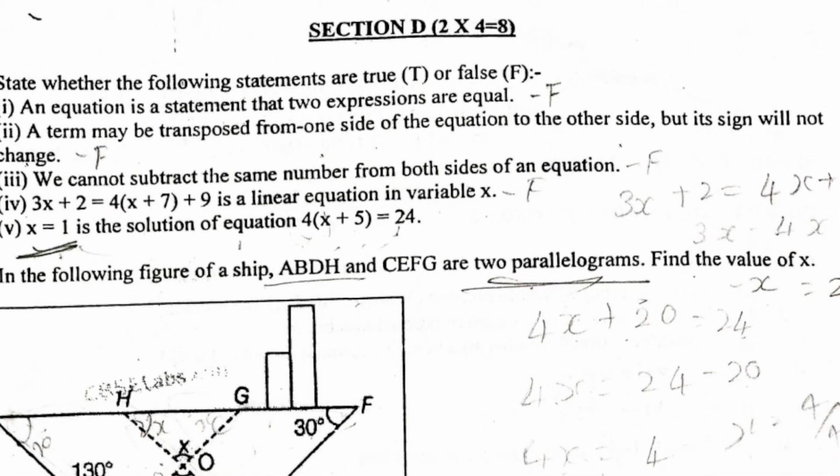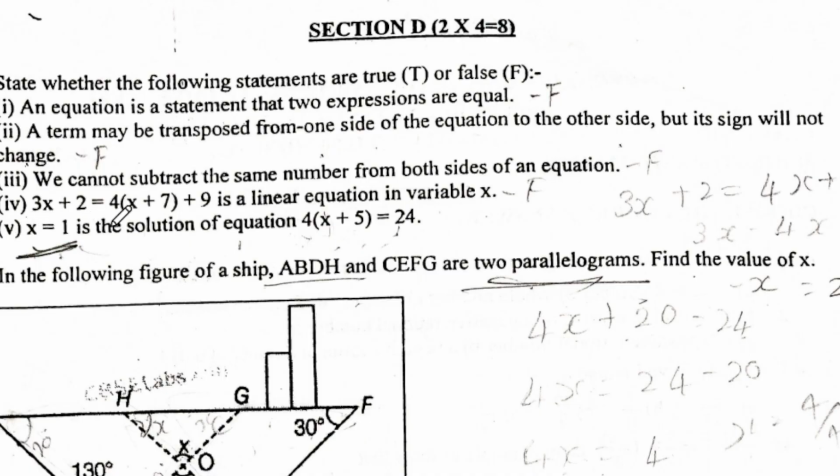Okay. Next, session D, we have state whether the following statements are true or false. An equation is a statement that two expressions are equal. A term may be transposed from one side to another side, but the sign will not change. We cannot subtract the same number from both sides of an equation. 3x plus 2 plus 4, which is equal to 4x plus 7 plus 9, is a linear equation in the variable x.